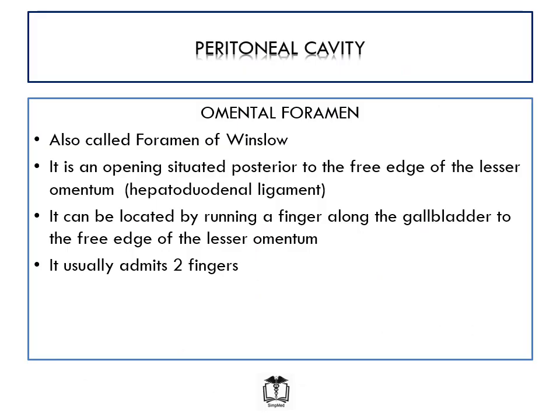Finally, let's discuss the omental foramen. This is also called the foramen of Winslow or the epiploic foramen. As said previously, it's the foramen connecting the lesser sac to the greater sac. It is the opening that is situated posterior to the free edge of the lesser omentum, particularly the hepatoduodenal part of the lesser omentum. It can be located by running your fingers along the gallbladder to the free edge of the lesser omentum, and usually tends to admit about 2 fingers.